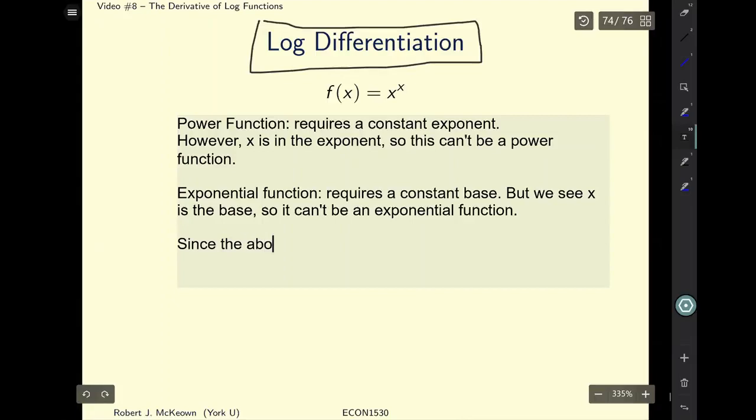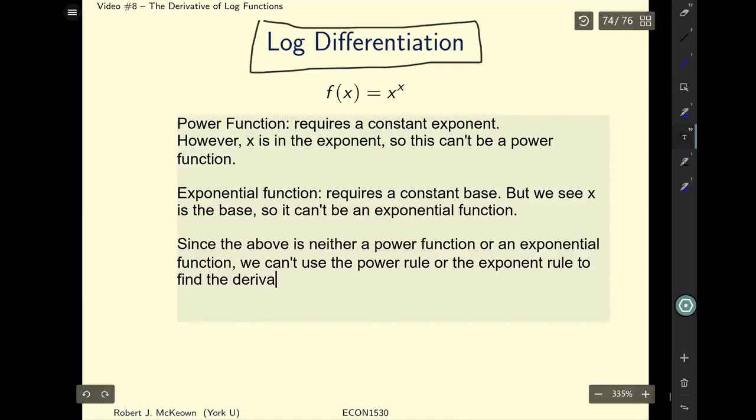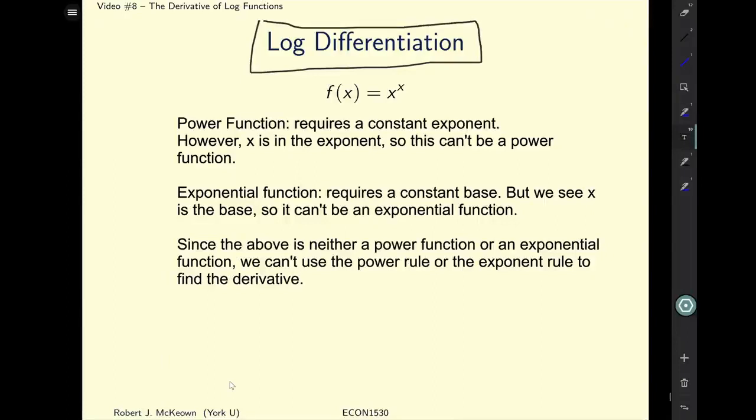And since the above is neither a power function nor an exponential function, we can't use the power rule or the exponent rule to find the derivative. So that's the problem with this function. It's why it's showing up in this course.